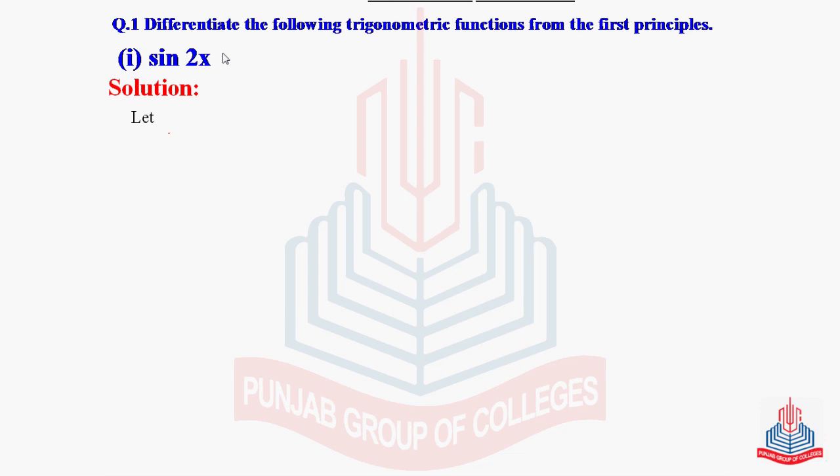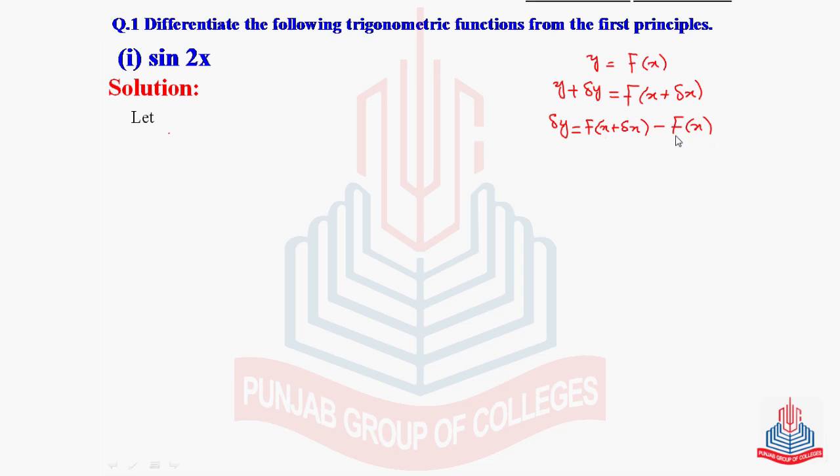Start our process of differentiating by first principle. As we discussed in 2.1, 2.2, this actually consists of a 4-step process. First we have y is equal to f of x. Then we apply our first step, y plus delta y, and this will become f of x plus delta x, and then delta y will be equal to f of x plus delta x minus f of x.